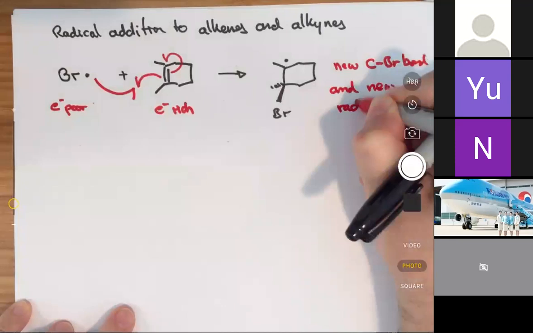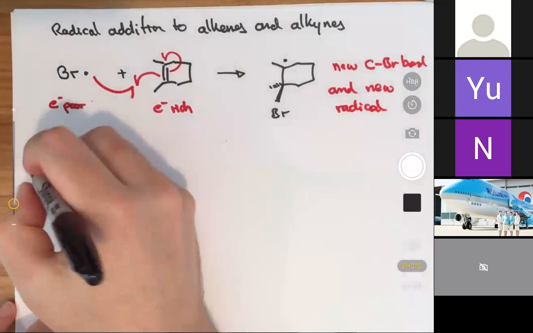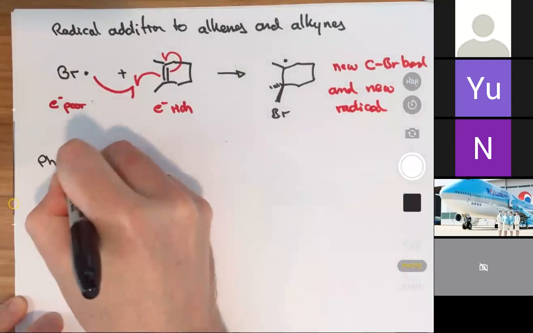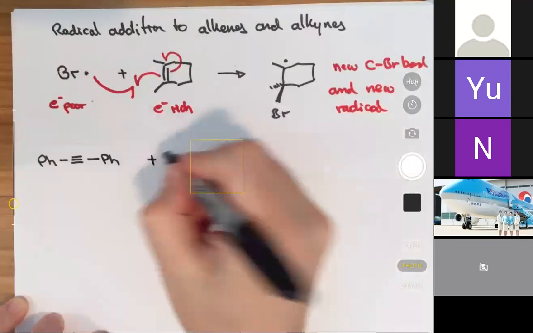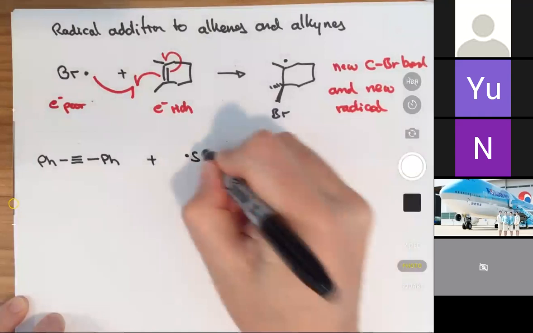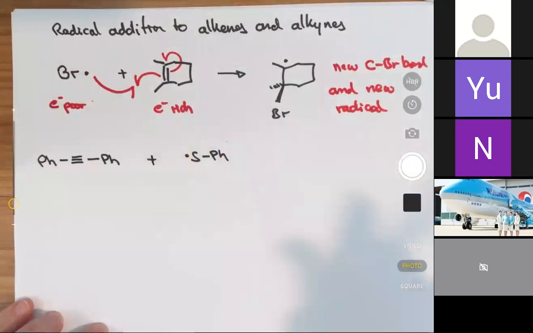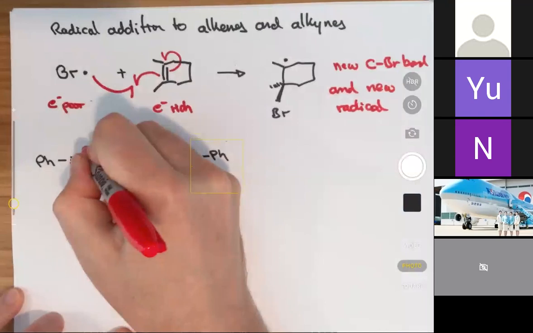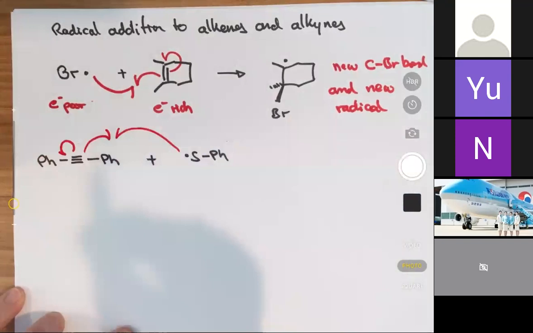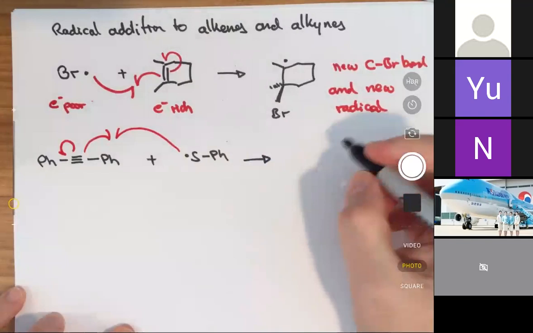The same works, of course, with triple bonds. So if you have a toluene, for example, something like this, and you react it with a sulfur-centered radical, just to mix it up a little bit. So this is something like this, and let's say we have another phenyl ring on here, then we can draw exactly the same thing. So this radical can react with one electron from this triple bond, and we have the other electron moving out to the other side. And as expected, the product is again an open shell species that will react further.